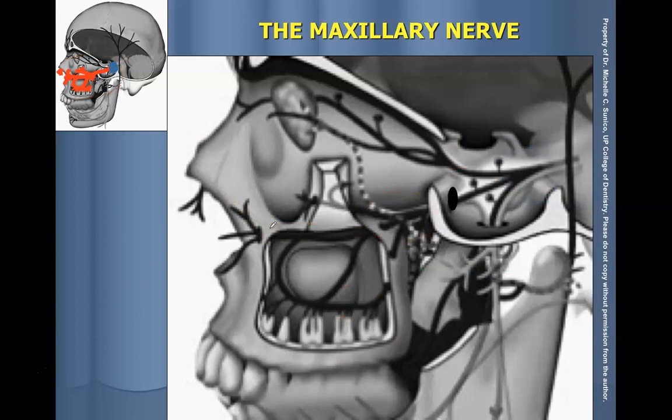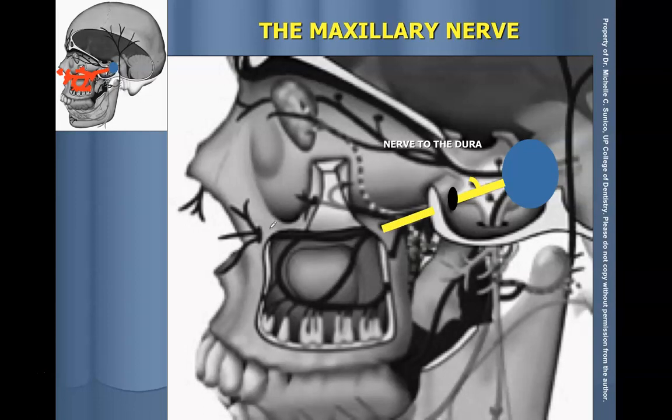Now it's time for us to trace the route of the maxillary nerve. Beginning from the trigeminal ganglion or semilunar ganglion, that's the main trunk of the maxillary nerve, and while it is still inside the skull, it gives off a small branch to the dura. And then it exits the skull through the foramen rotundum, and once it exits the skull through the foramen rotundum, we can now say that the nerve is at the pterygopalatine fossa area.